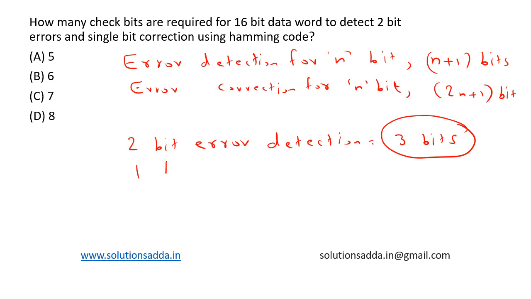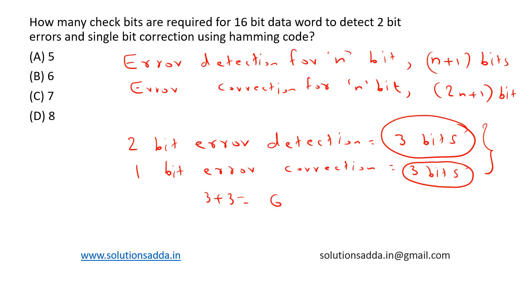Then we have 1-bit error correction. We require 2n plus 1. So 2 into 1 plus 1, that is also 3 bits. So check bits is the sum of these two. We have 3 plus 3, which is equal to 6 check bits. Based on the options, option B is the right choice.